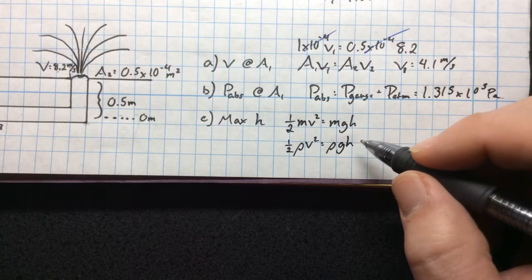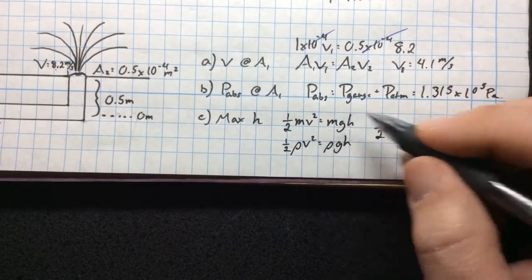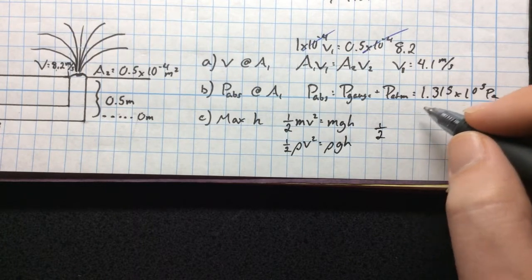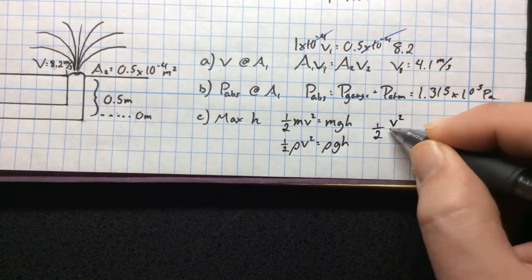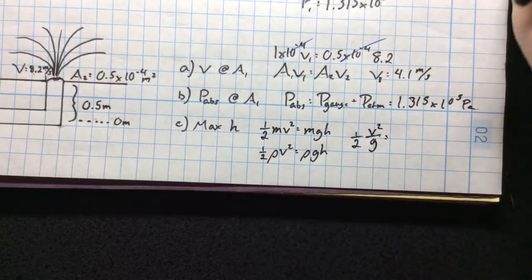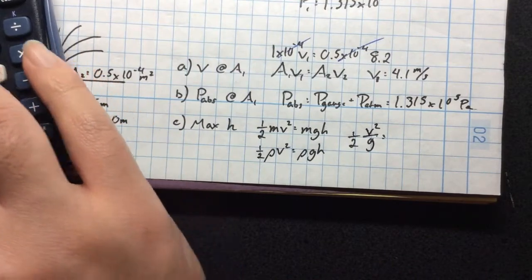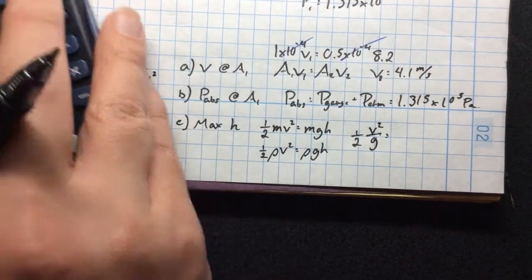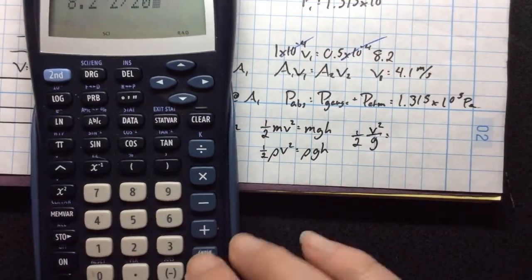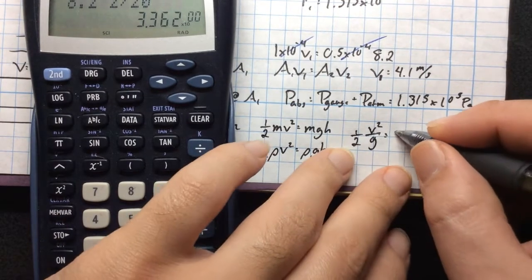The height would be, let's see, 1/2 is there. We're going to have that g on the bottom and v squared on top. And that should be equal to h. The m's or the rho's cancel out. And we get, let's see, 8.2 squared divided by 20. And we get about 3.36 meters in height.